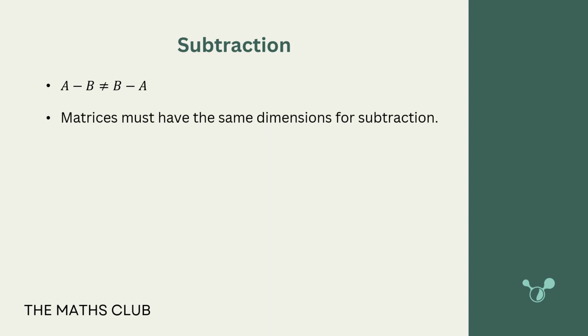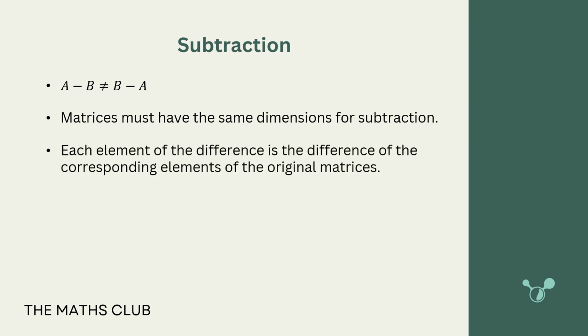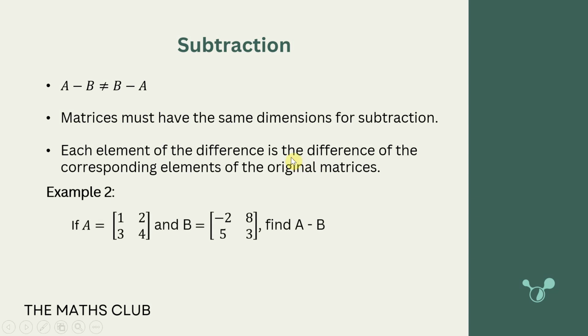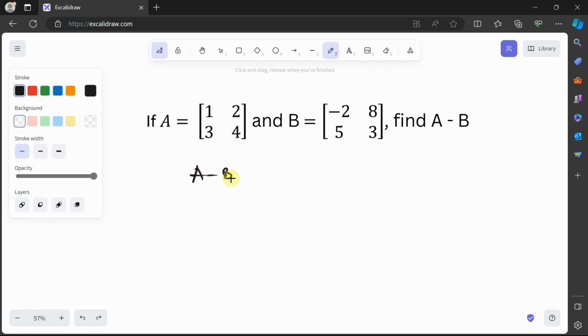In matrices, for you to subtract two matrices, they must also be of the same dimension. And then each element of the difference is the difference of the corresponding elements of the original matrices. Same thing as in addition, but this time it's just taking the difference instead of taking the sum. Let's look at this example. We have our matrix A 1, 2, 3, 4 and our matrix B minus 2, 8, 5, 3. We want to find A minus B. A minus B will just be equal to, so if I do a big bracket, this will be 1 minus minus 2.